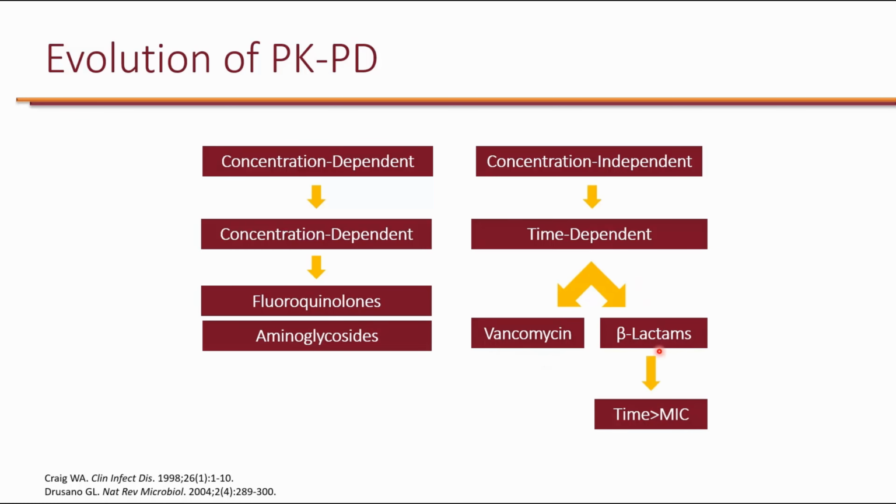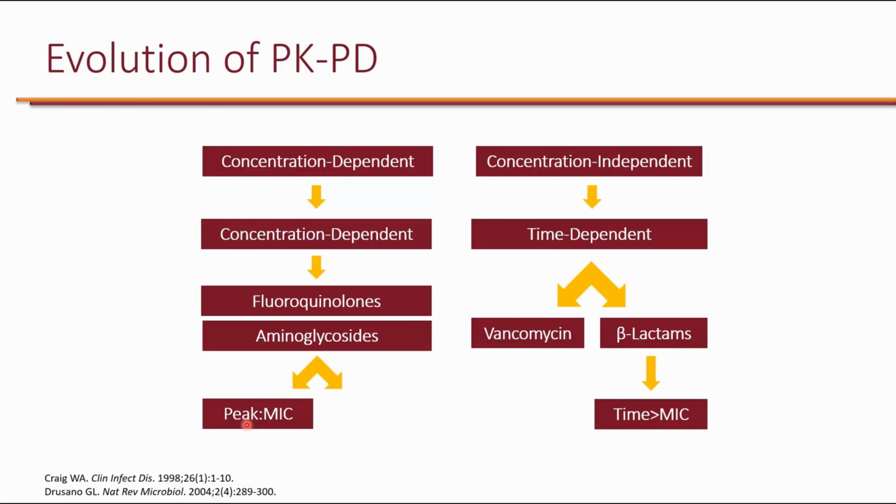And the PK/PD parameter for time-dependent, specifically for beta-lactams, is the time above MIC. So it's not necessarily the concentration of beta-lactams, it's more how long the concentration is above the MIC that would result in maximum killing of organisms. Now compare that to concentration-dependent. If you have a high peak concentration, the higher the ratio of peak concentration to MIC, the more it will result in the maximum amount of killing.